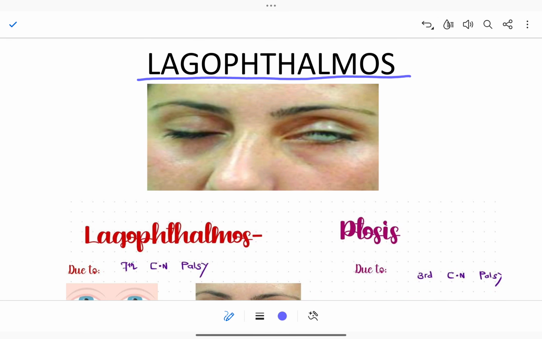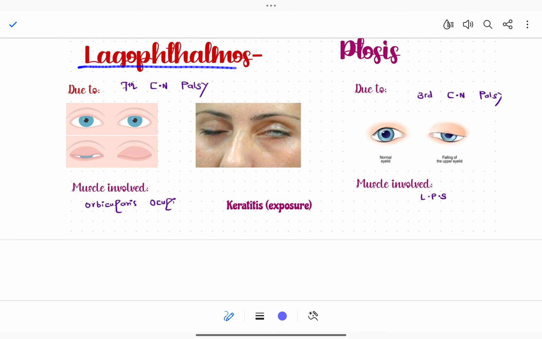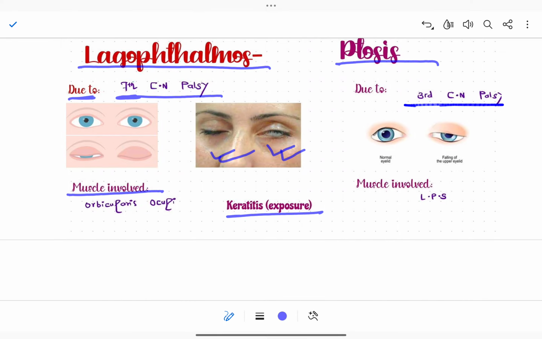Lagophthalmos. Generally, lagophthalmos is due to seventh cranial nerve palsy. Keratitis from exposure. And ptosis is due to the third cranial nerve, normal and abnormal upper eyelid, falling of the upper eyelid. Muscle involved: LPS.